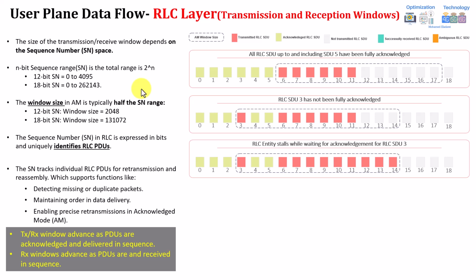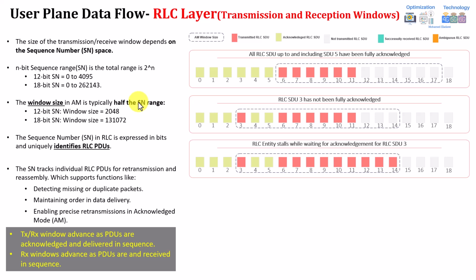How the window size is calculated is based on the sequence number. You have a sequence number of bits. For example, currently in 5G you have two configurations, which are 12 or 18 bit. You'll find it's all the time used as 18 bit. 18 bit means it's equal to this number, because it's 2 to the power of 18. Then the window size in general equals half of this number, so you need to divide this number by 2. So this will be your window size.